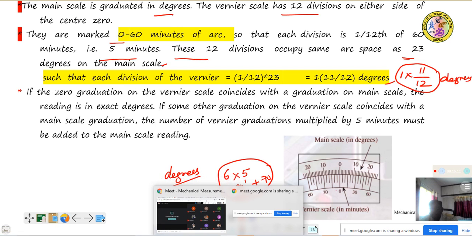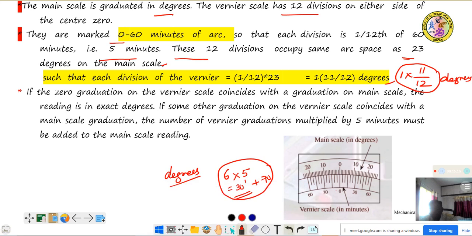Any doubt in this one bevel protractor? Shall I continue? ಎಸ್ ಸರ್. Okay. Next, one more instrument used for the measurement of angle is sine bar.